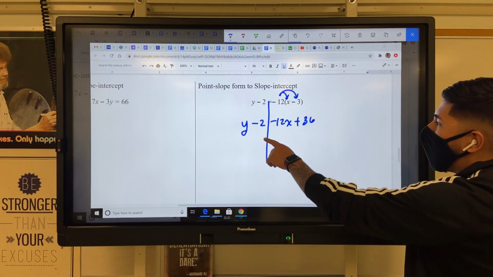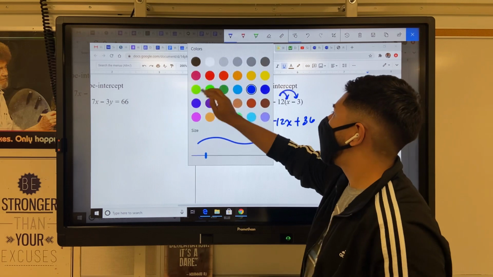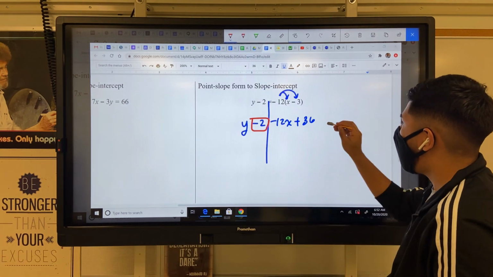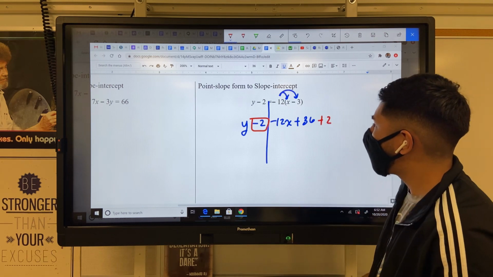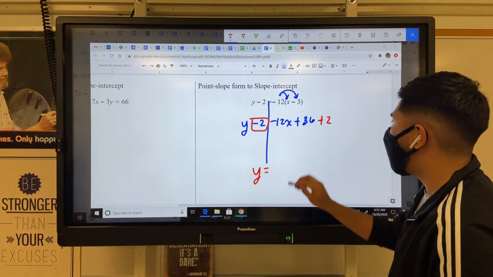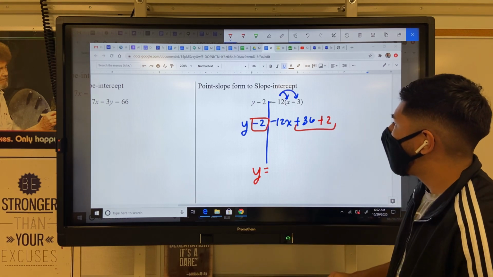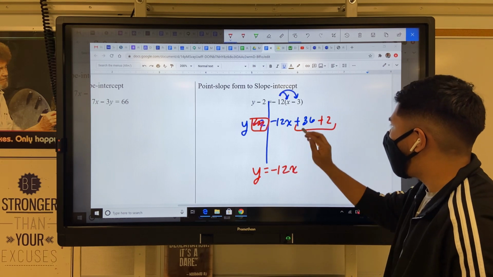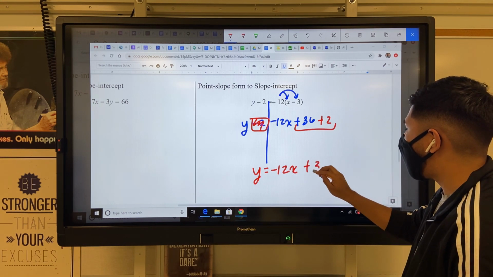I need the y by itself, so I need to move someone. Let's move this 2 over. Throwing that 2 over becomes a positive 2. Bring down the y equals, real quick. Cancels. Bring that down. 36 plus 2 is 38.